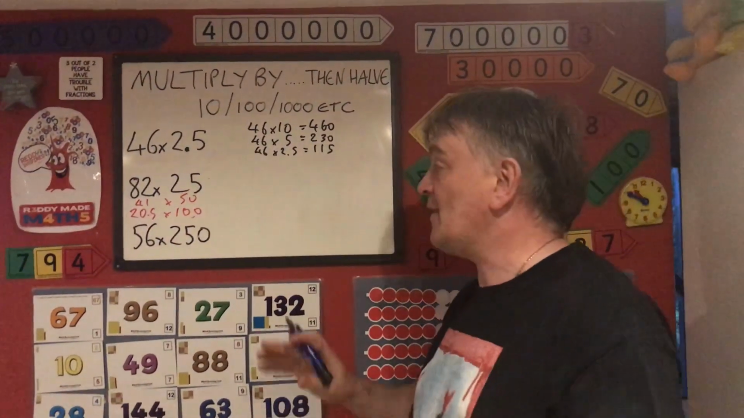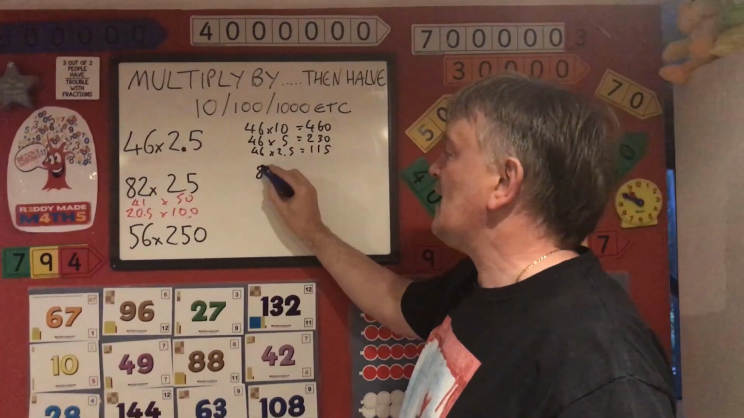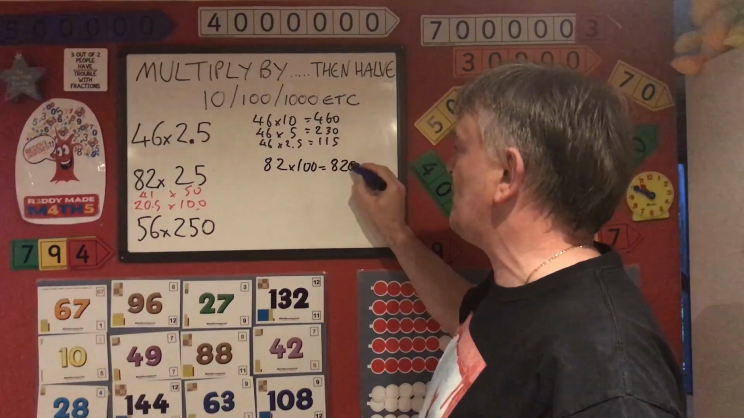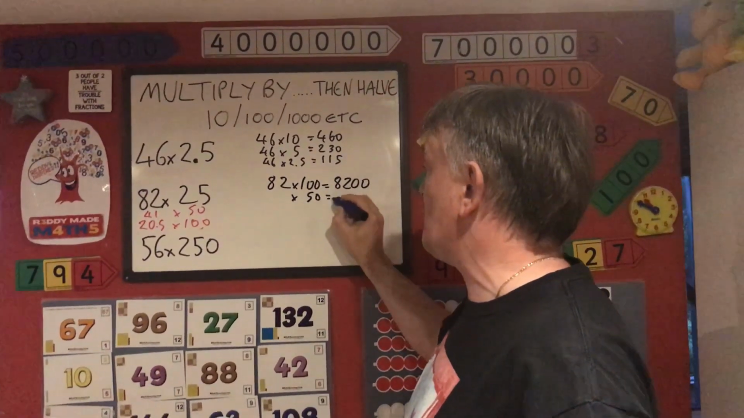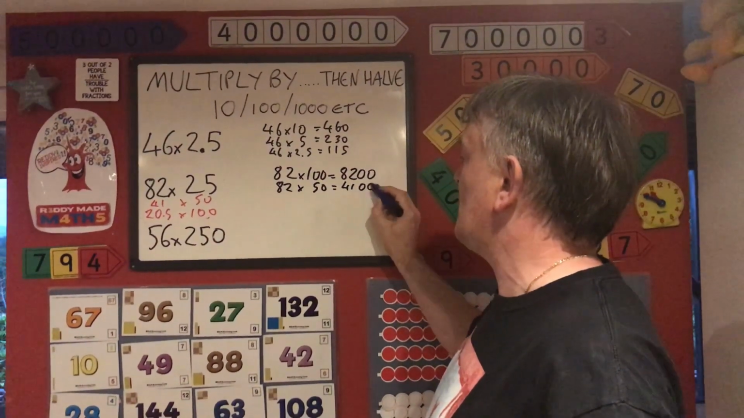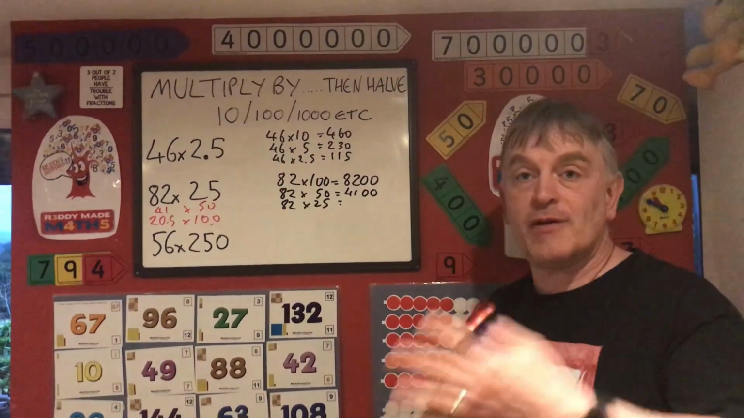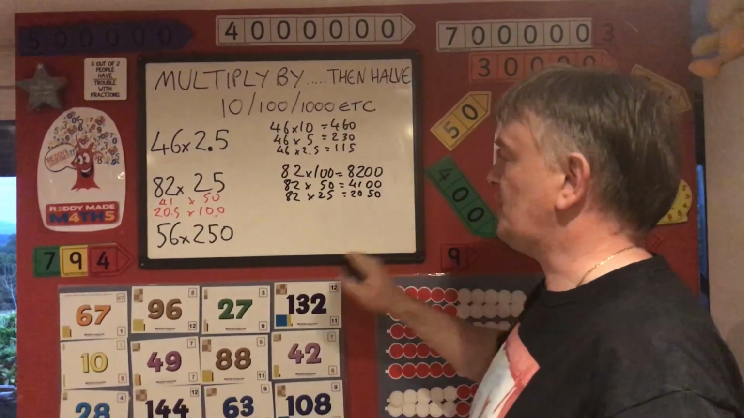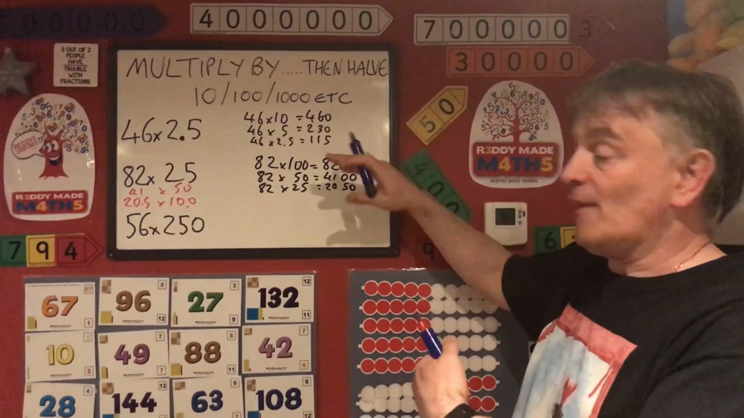But what I want to do now is just look at, for this particular set of numbers, a slightly easier way. 82 multiplied by 100. Straightforward. 82 multiplied by 100, 8,200. 82 multiplied by 50, therefore, must be 4,100. And then all I do to do 82 times 25 is halve the 4,000, 2,000, half the 100, which is 50. 2,050, which is obviously the same as 20.5 times 100. But this way definitely is much, much quicker.